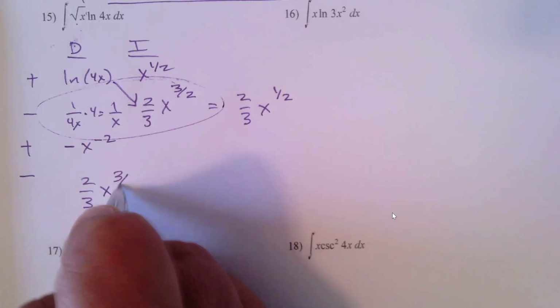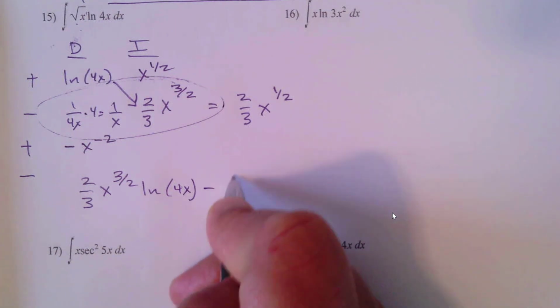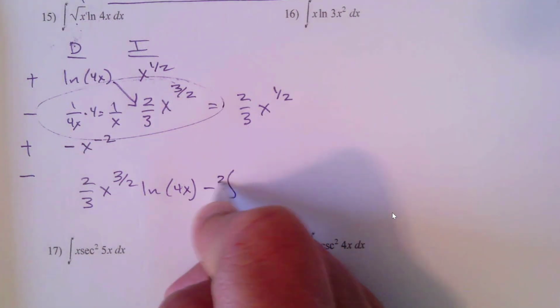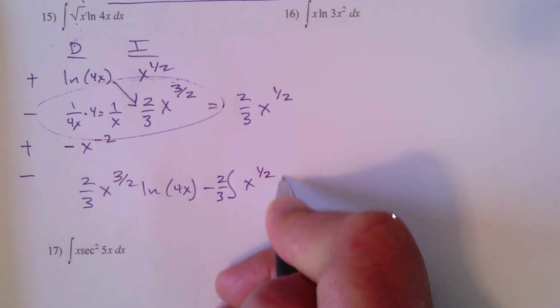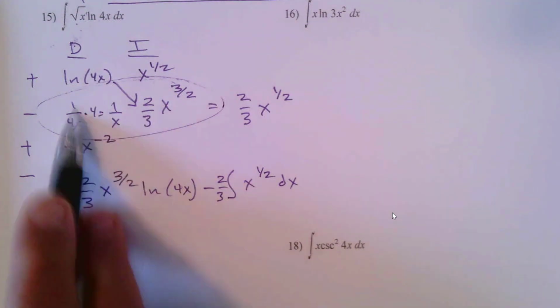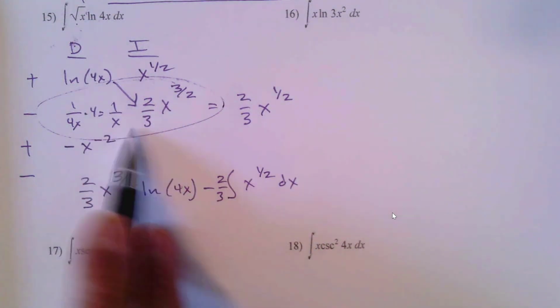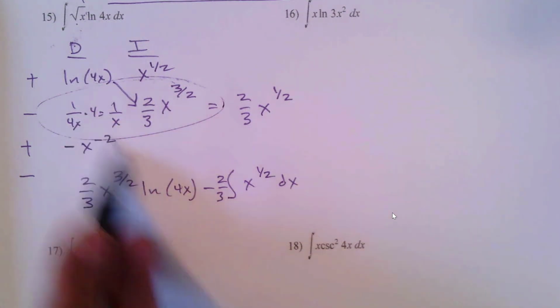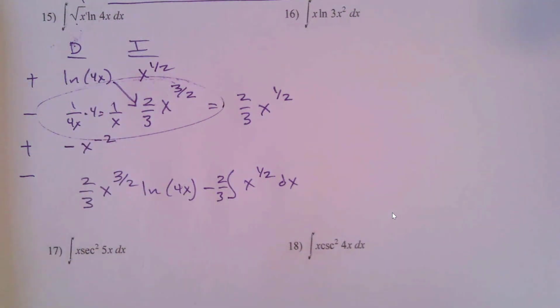x to the 3/2 natural log of 4x minus the integral. The 2/3, you can put that out in front if you want to. We have x to the 1/2 dx, and take the antiderivative here. If you have to write down a row, that means you still have to integrate it. If you don't have to write down the row, if you get a 0 here, then we don't integrate, because we've already integrated, we get the diagonals. So we have to take the integral here.